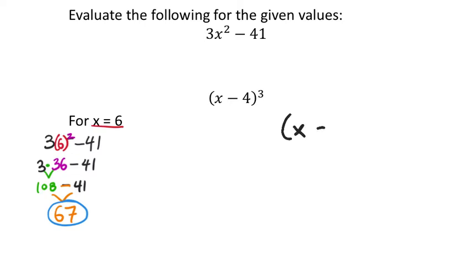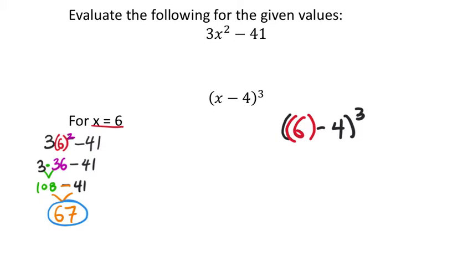X minus 4, but this one's to the power of 3. So we need to learn how to do powers of 3 now, because the calculator doesn't have a power of 3 button, but we can force it to, all right? And then we still know that the x is 6, so I'm going to replace that with 6. You can put parentheses around it if you like, but this one's positive, so you wouldn't necessarily need to.